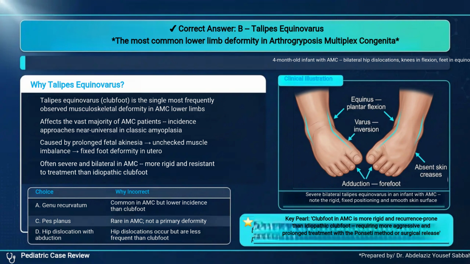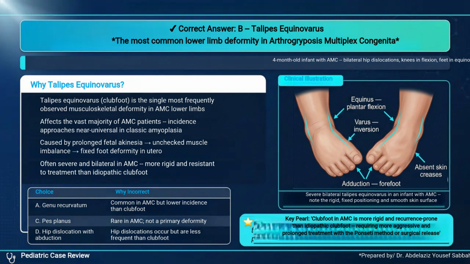Talipes equinovarus is the single most frequently observed musculoskeletal deformity in Arthrogryposis Multiplex Congenita lower limbs. It affects the vast majority of patients, with incidence approaching near universal in classic amyoplasia. It is caused by prolonged fetal akinesia leading to unchecked muscle imbalance and fixed foot deformity in the womb.